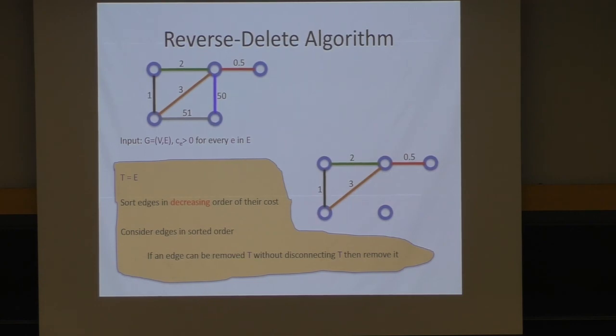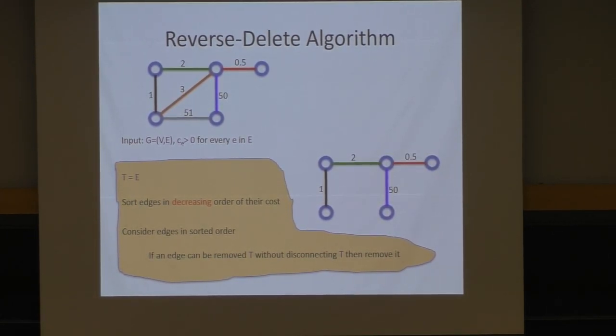If we remove 50, then the graph becomes disconnected, so we cannot throw this away, so we put it back. The next is 3, we remove it, the graph still remains connected, so we move on. We do 2, but removing 2 disconnects it, so we put it back. We try 1, we remove it, the graph becomes disconnected, so we add it back. We try 0.5, we remove it, the graph becomes disconnected, and so we come back.